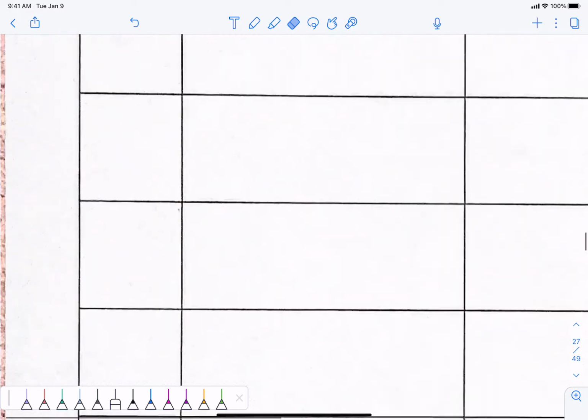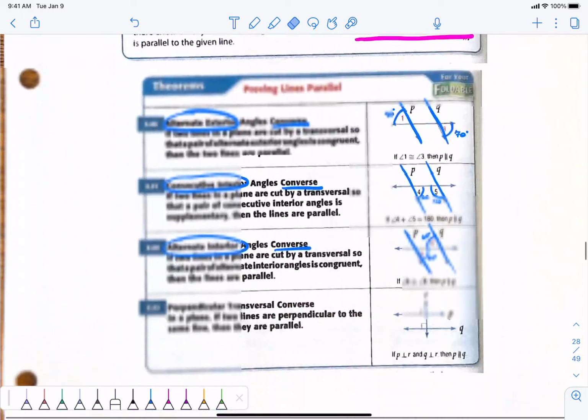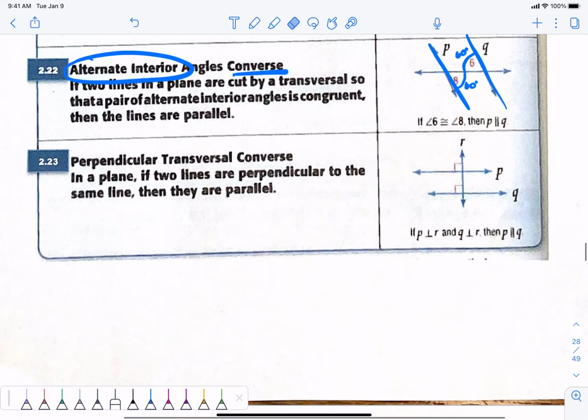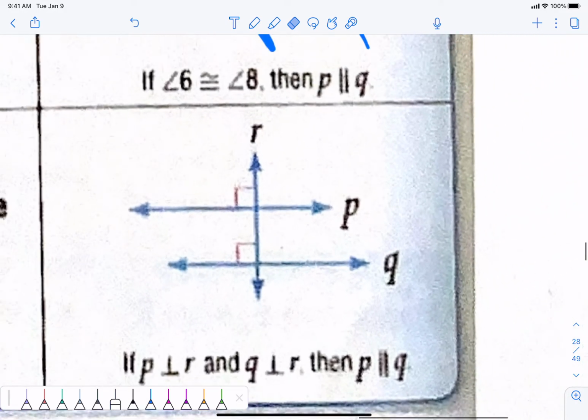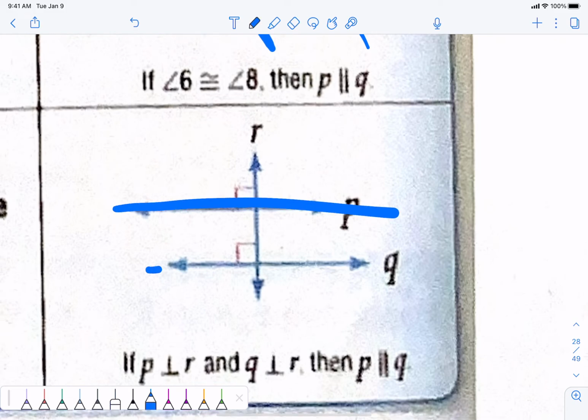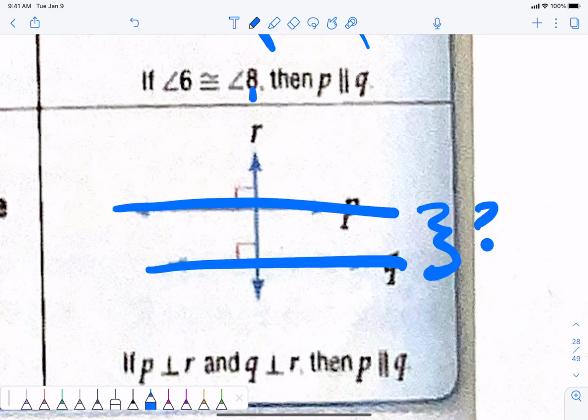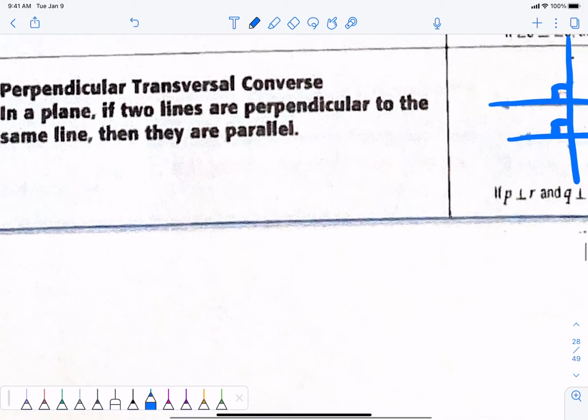All right, so let's answer some questions now. They give us some stuff and we have to do some math here. Oh, wait a second. The last one, 223. We don't write this one down, but we're going to talk about this one. This one says, we don't know that P and Q are parallel. But we do know that this transversal makes a 90-degree angle with the top one, and it also makes a 90-degree angle with the bottom one. If that is true, do they have to be parallel to each other? Yes. So that's like the converse of the perpendicular transversal.